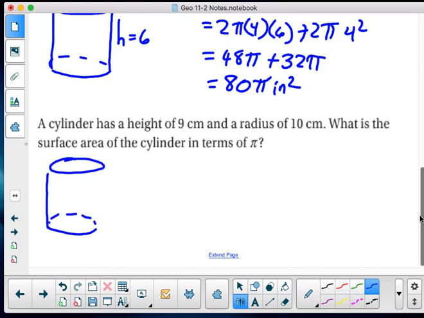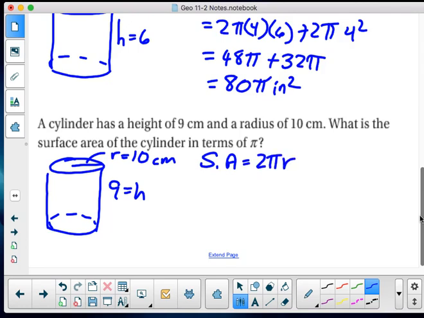Draw your picture. Okay, you have a height that's 9. 9 is equal to h. Radius that's 10. Radius is 10. They're both centimeters. Okay, what is the surface area of the cylinder in terms of pi? Well, surface area, 2 pi r circumference, which is perimeter, times h, plus 2 pi r squared. That's the area of my base. So that's my formula straight up for cylinder. And now I just plug everything in.